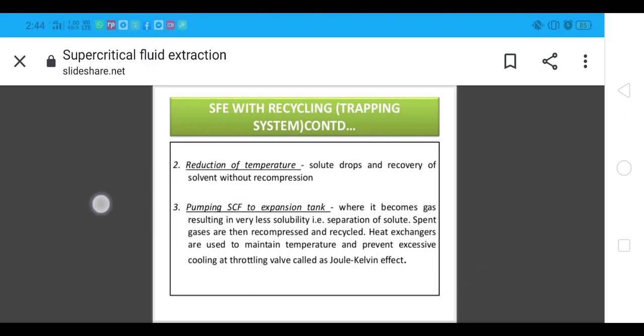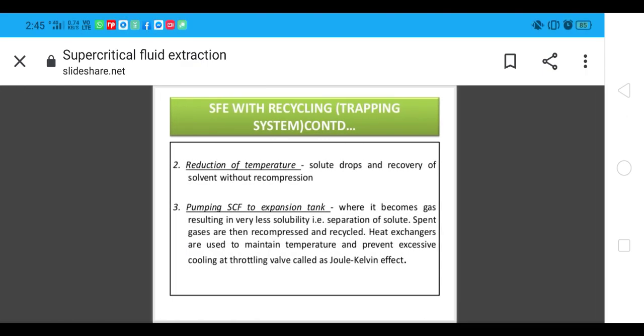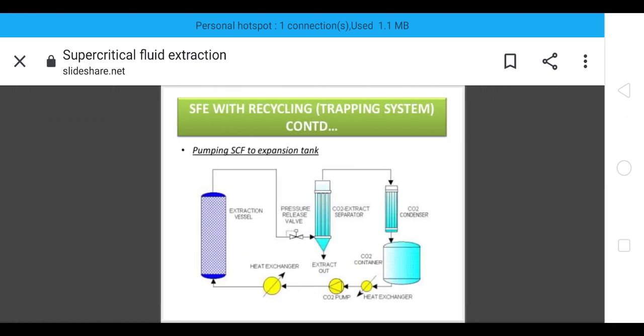And third is pumping the supercritical fluid to an expansion tank, where it becomes a gas, resulting in very low solubility and the separation of the solute. So these are three ways by which you can separate out your extracts: reduction of the pressure, reduction of the temperature, or pumping the supercritical fluid to an expansion tank.